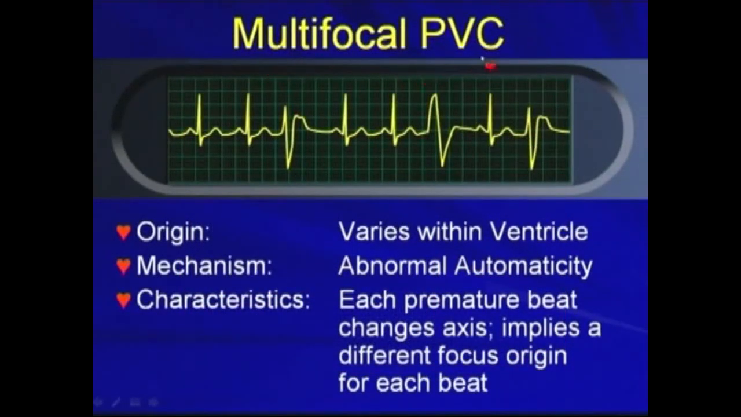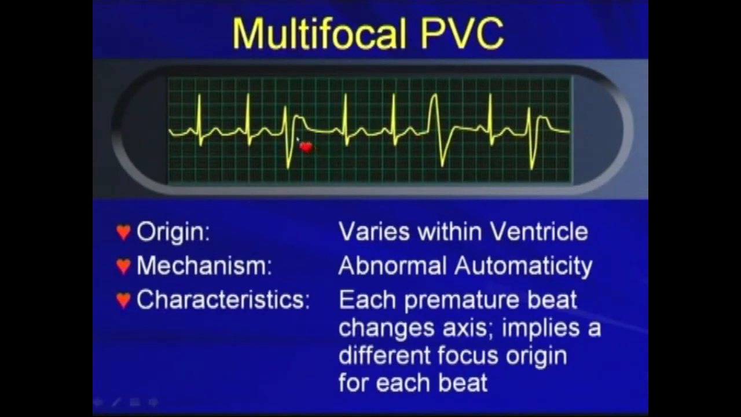This is the example of multifocal PVC. That is, the PVC are of different morphology. It varies within the ventricle. Again, it's due to abnormal automaticity. So each premature beat changes axis. It implies a different focus origin for each beat.